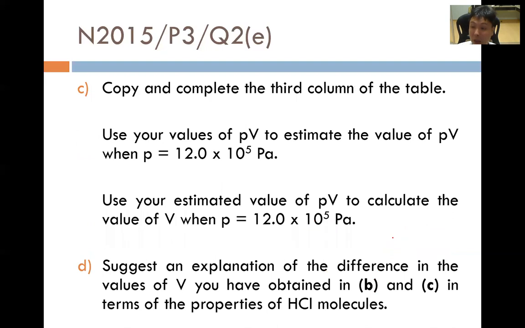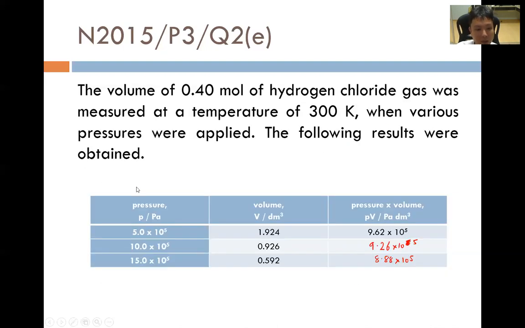Okay, so we completed the table, and then we are supposed to use your values of PV to estimate the value of PV when P is equal to 12 times 10 to the power of 5. Okay, so 12 times 10 to the power of 5 is somewhere here, right?